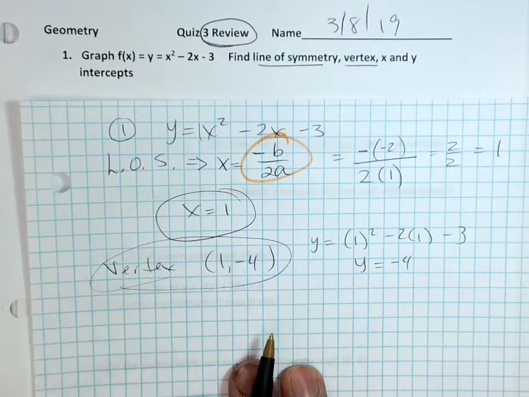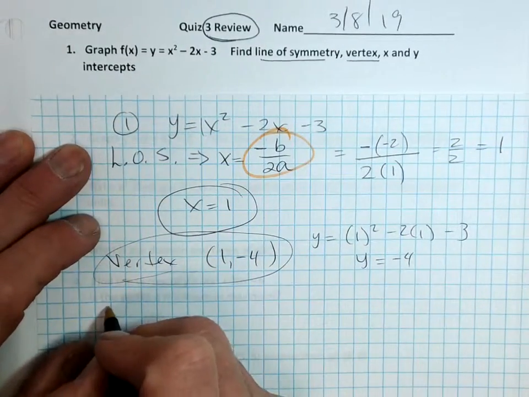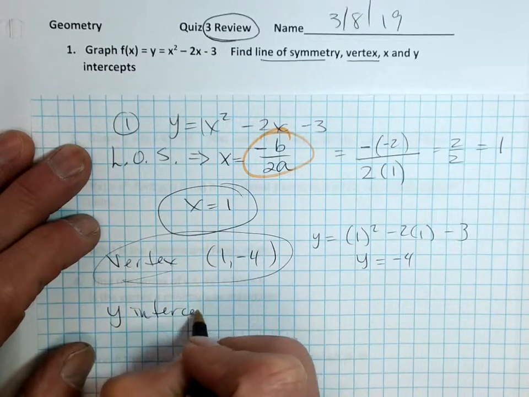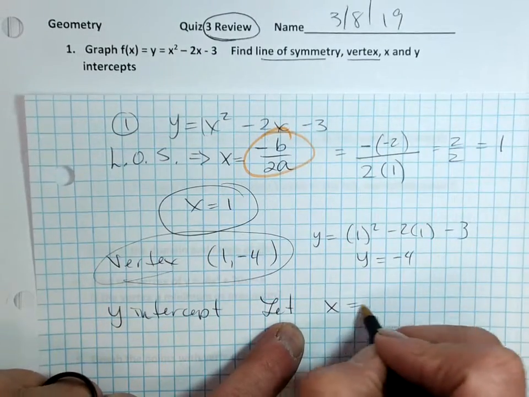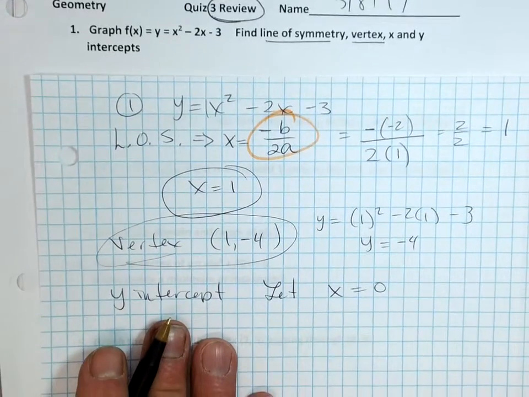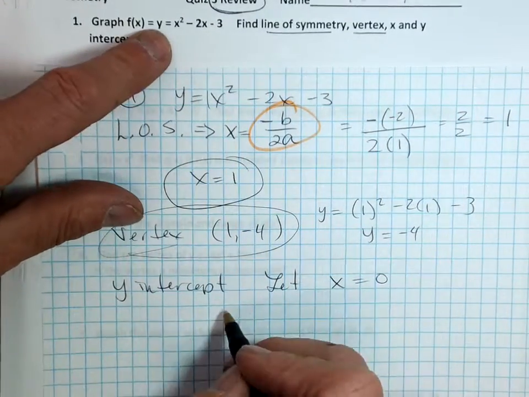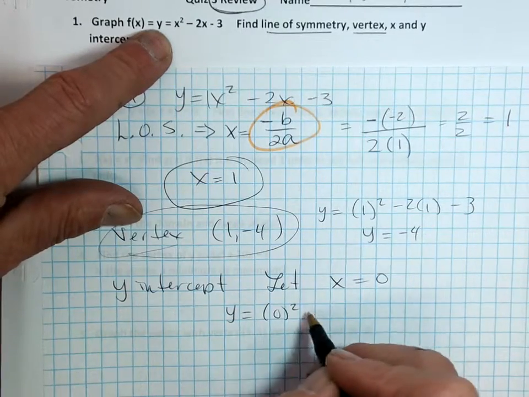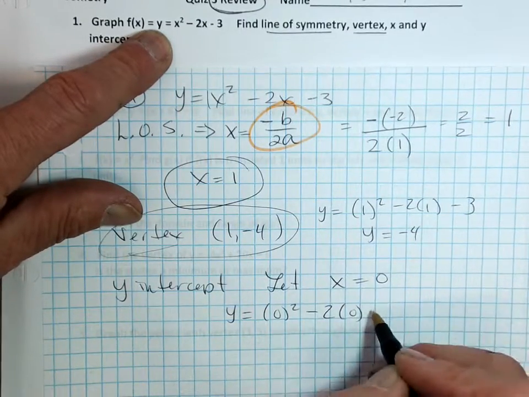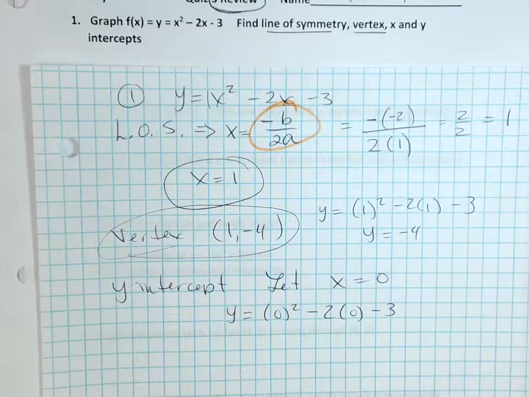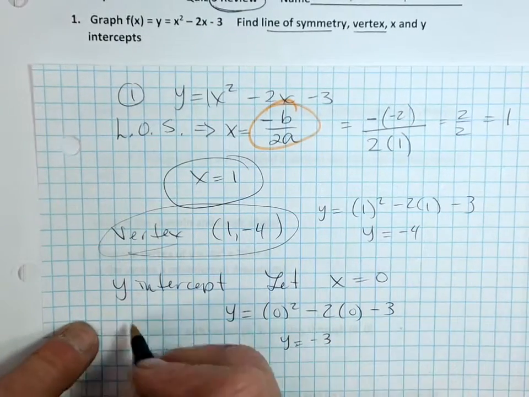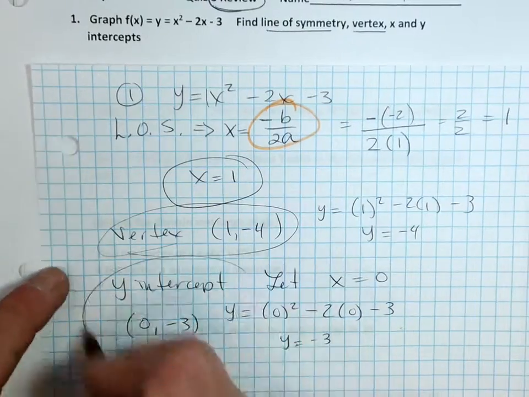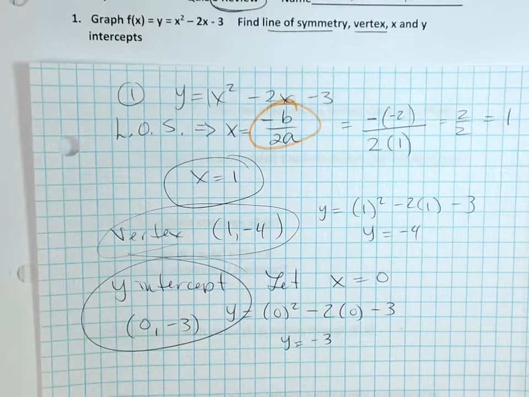All right, now, x and y-intercepts. Well, the y-intercept is pretty easy. The y-intercept is when we let x equal 0, okay? So if x is 0, we're going to have y equals 0 squared minus 2 times 0 minus 3, which is just negative 3, right? So my y-intercept is 0, negative 3. Okay, I'm going to circle that. Thumbs up so far?